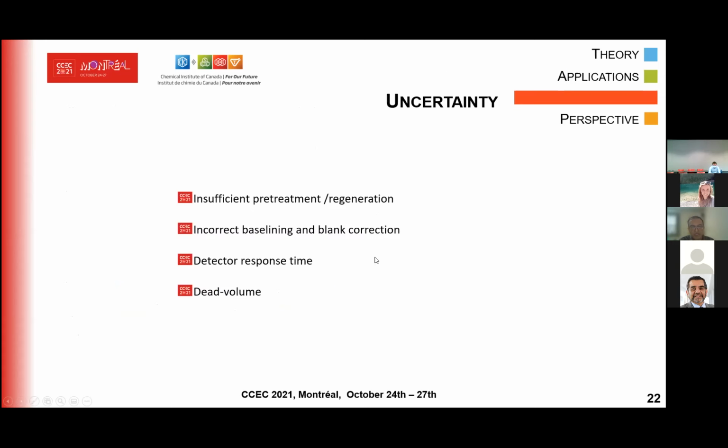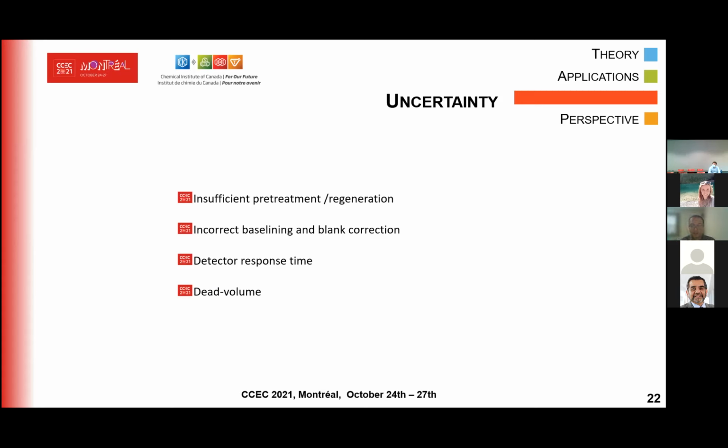So what could cause a source of uncertainty or induce errors in your measurement? Well, you have to make sure that you have done sufficient pre-treatment. And why is it important? Because of the small sample size, it is very sensitive to humidity, so you have to take care of that. Also, sometimes incorrect baselining or blank correction can cause errors, but with practice, you learn about it. For example, for strong adsorbents, blank correction is not a big thing. But for weak adsorbents, this is important.